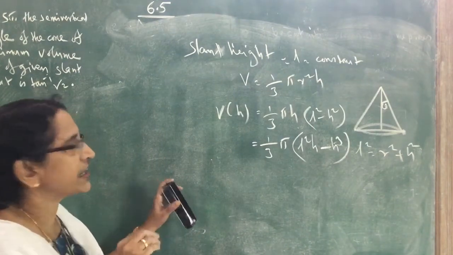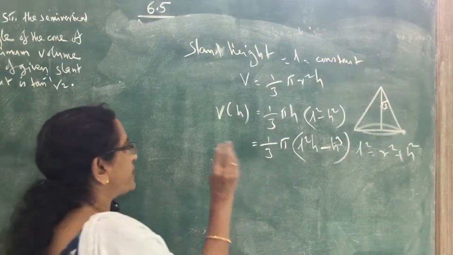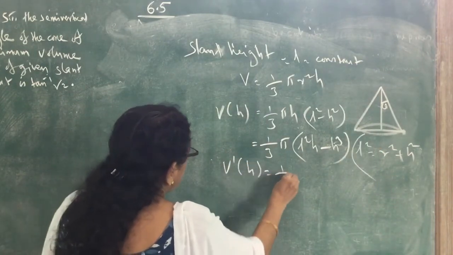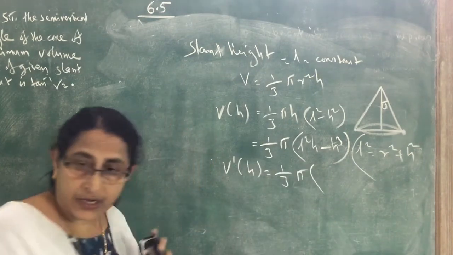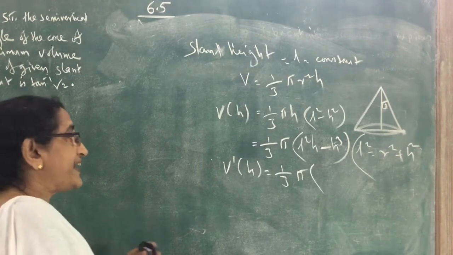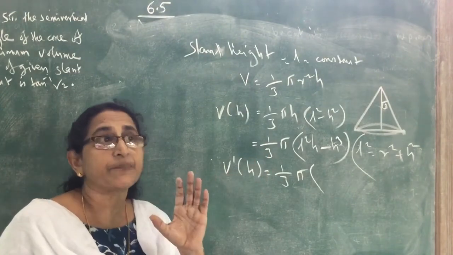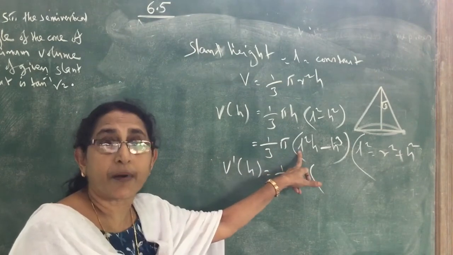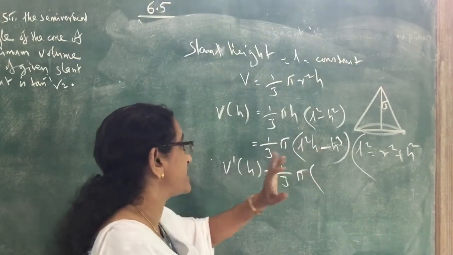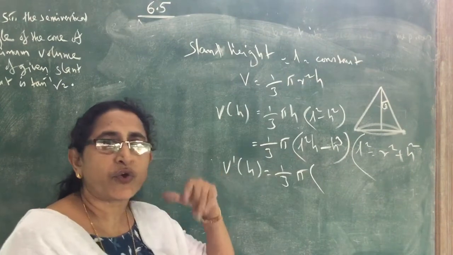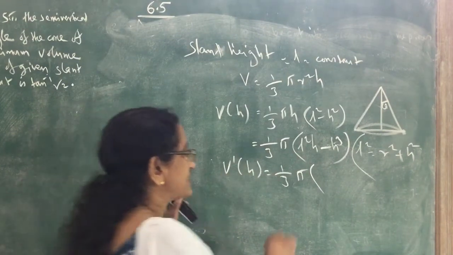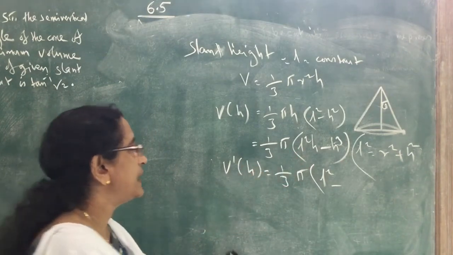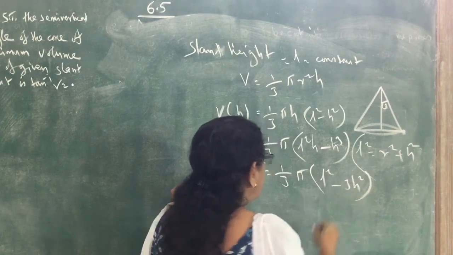So we got a function of one variable h. Now we can find the derivative and we can find the value of the variable. Now we can find V dash h. V dash h equals 1 by 3 pi into, we have to differentiate with respect to the variable h. Given that slant height L is constant, remember that. So the derivative of L square h is L square into derivative of h with respect to h, that is L square, minus derivative of h cube with respect to h, that is 3h square.